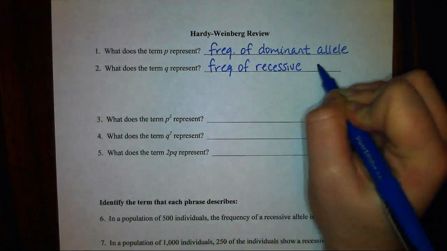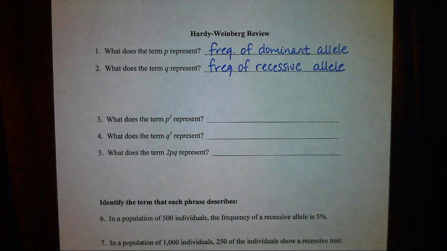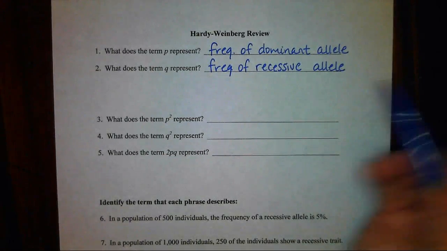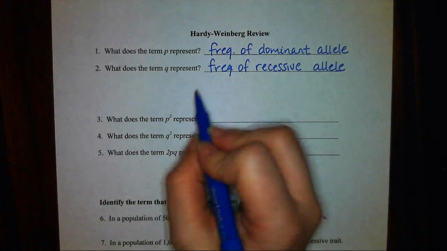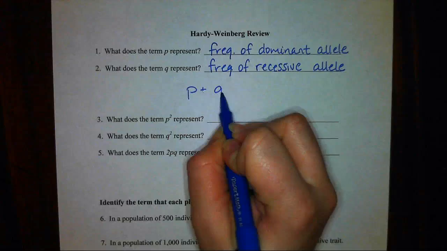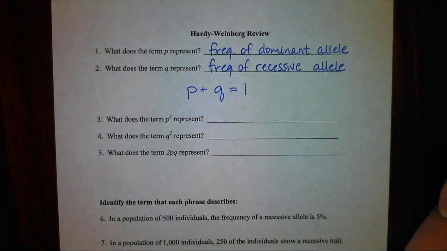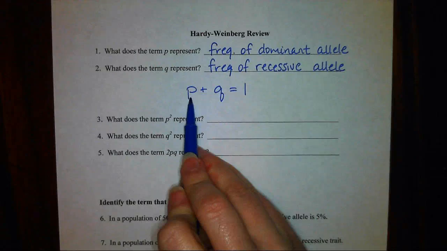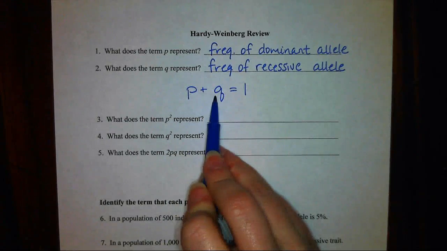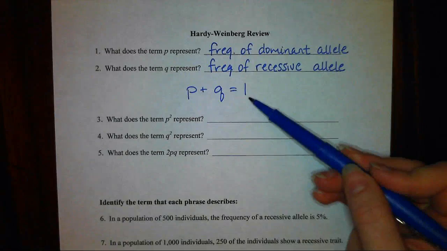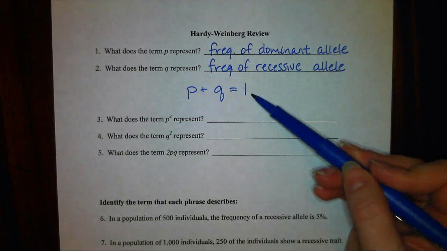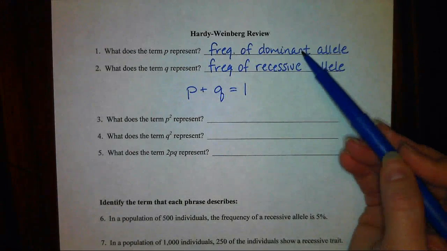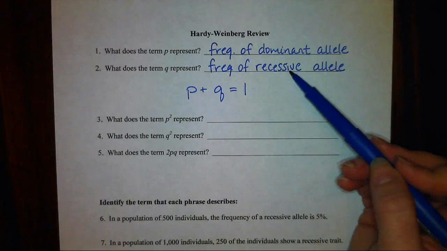And really, all of these terms are going to start off with frequency or percentages. So when we're working in the equations, we're going to work in decimals or in percentages. Okay, so together, P plus Q, our first Hardy-Weinberg equation, is going to equal 1. What this means is that the percentage of the dominant alleles plus the percentage of the recessive alleles are going to equal 1 or 100% of your alleles. That's because for any trait, the alleles are either going to be dominant or they're going to be recessive.